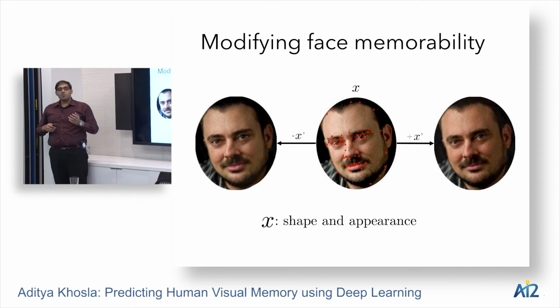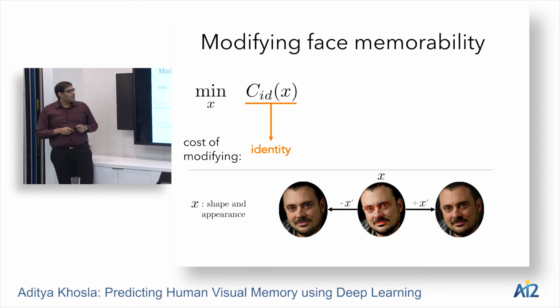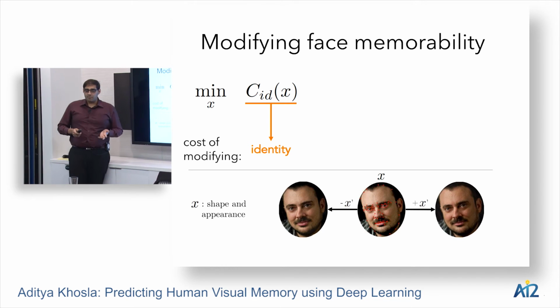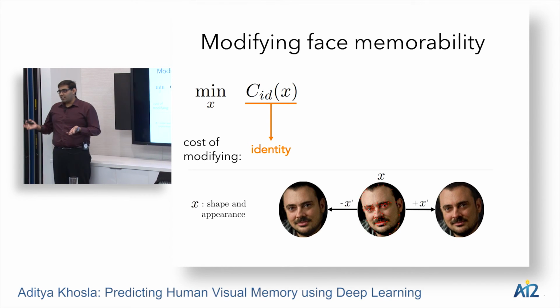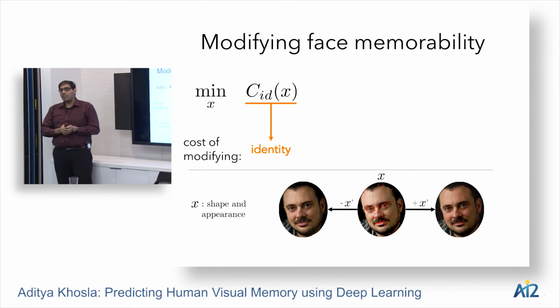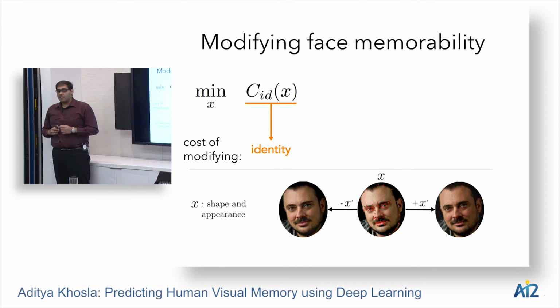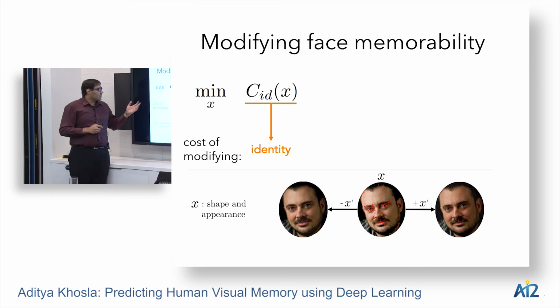So now what we do is we define a cost function that allows us to make predictable changes to each face. We have a cost function such as this one, and we have 3 terms. The first term is the cost of modifying identity, right? Ideally, the algorithm shouldn't just take your face and replace it with, I don't know, Julia Roberts. That will definitely make it extremely memorable, right? But that's not the goal here. So we want to preserve identity.